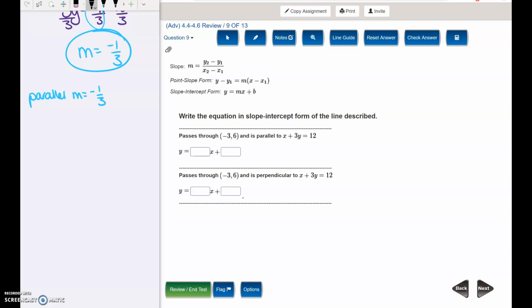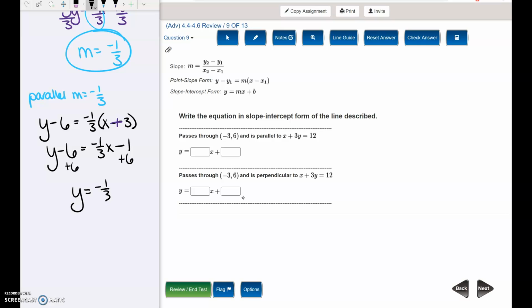Parallel means same slope. So y minus 6 equals -1/3 times x minus a -3. Minus the negative means plus. Let's distribute. Y minus 6 equals -1/3 x. -1/3 times 3 is -1. Add 6 on both sides.